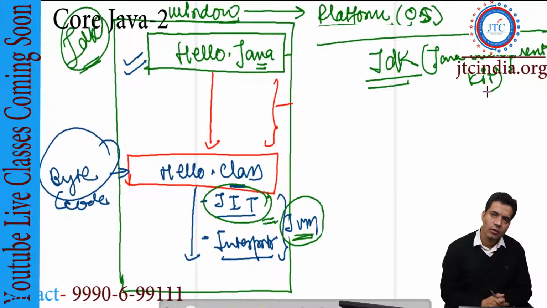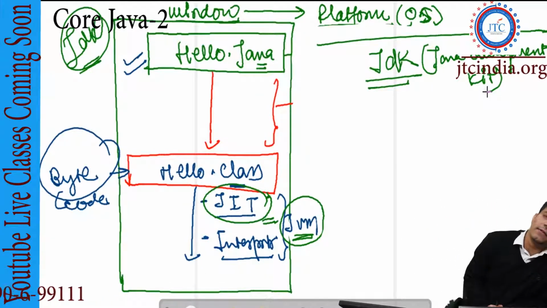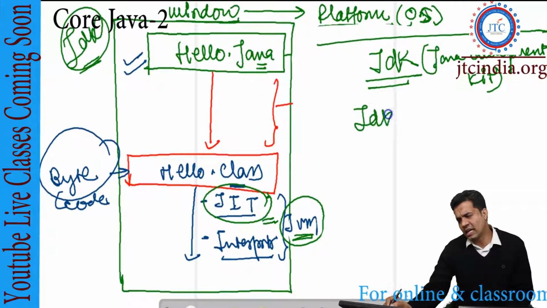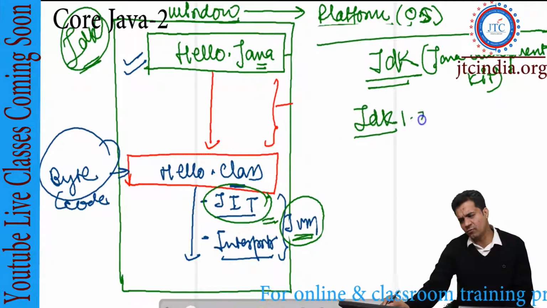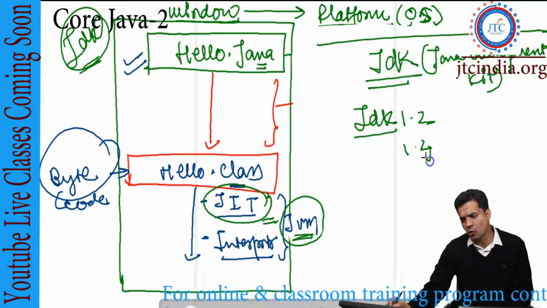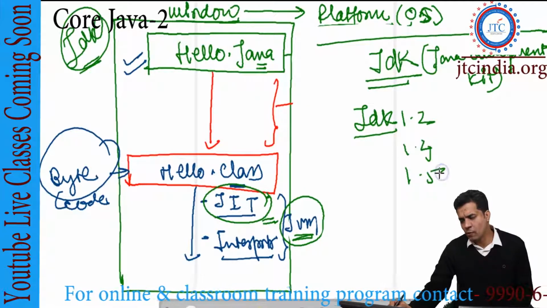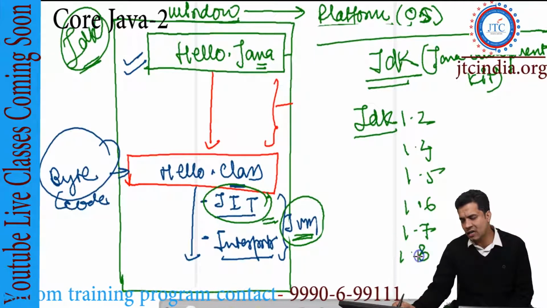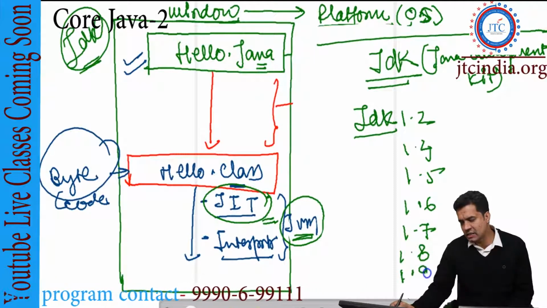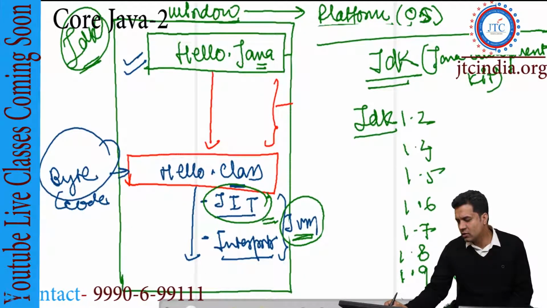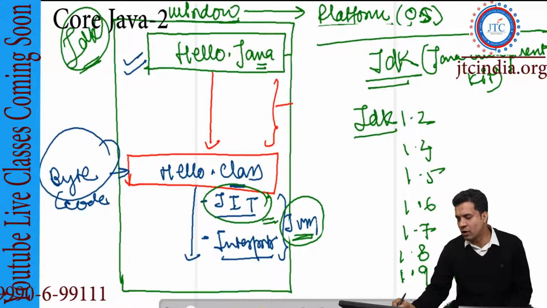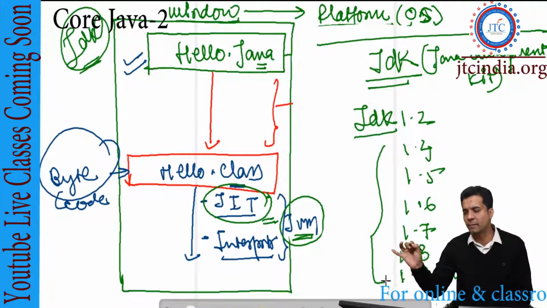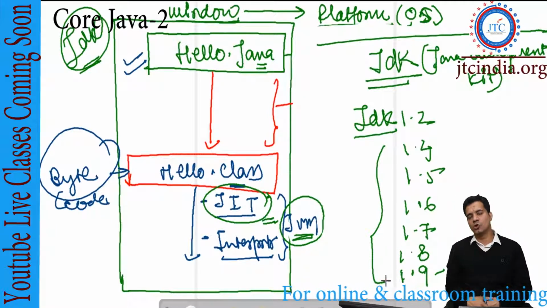First of all, it comes in different versions. There are many versions. Let's start from 1.2, 1.4, 1.5, 1.6, 1.7, 1.8, and again I can say 9, which is the latest one. We are going to cover all these versions in depth in our course completely, right?